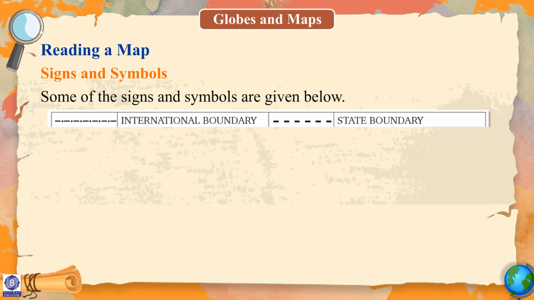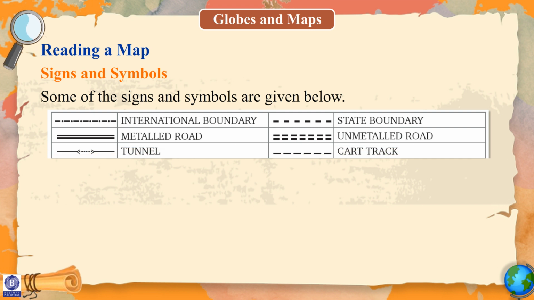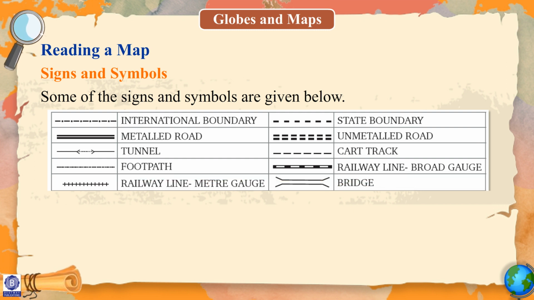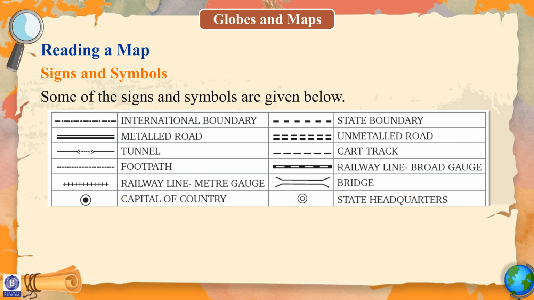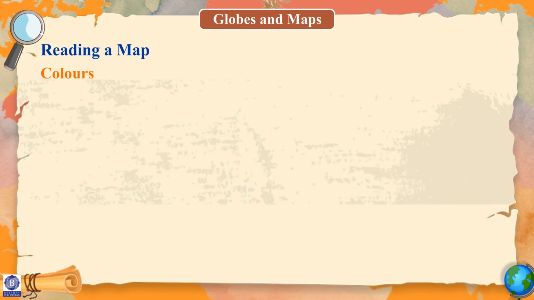International boundary, state boundary, metalled road, unmetalled road, tunnel, cart track, footpath, railway line, broad gauge, railway line, meter gauge, bridge, capital of country, state headquarters, city or town, PO, post office, temple, mosque, church, mountains, stream or river, forest.